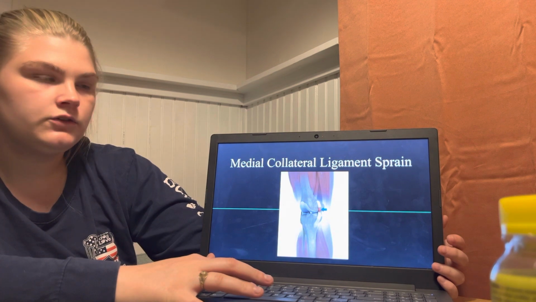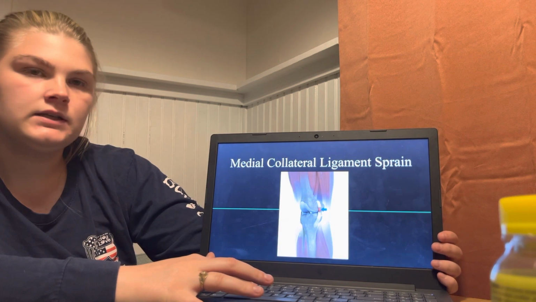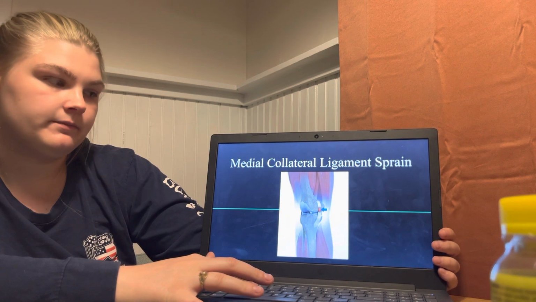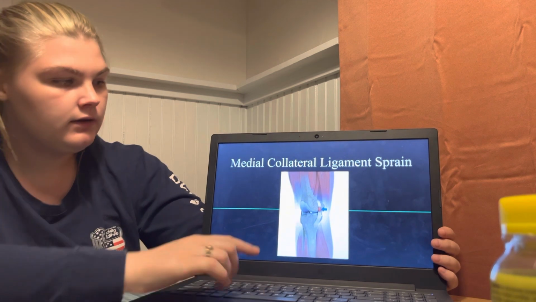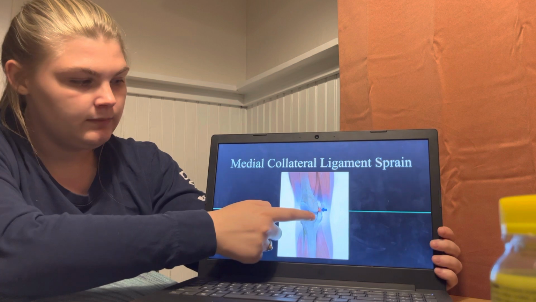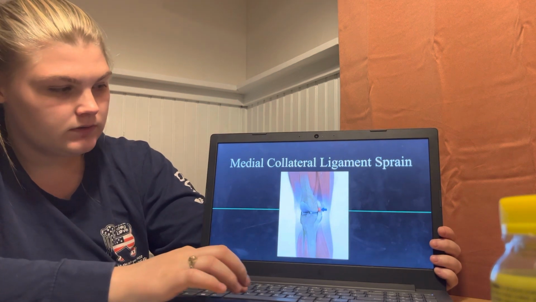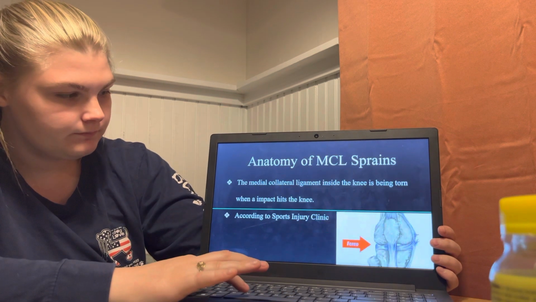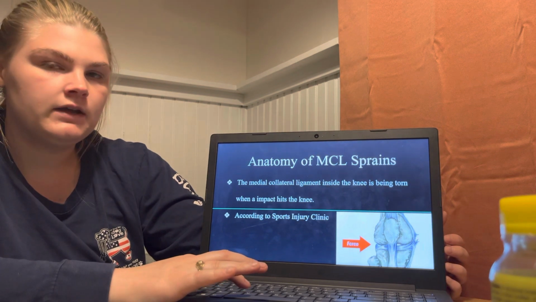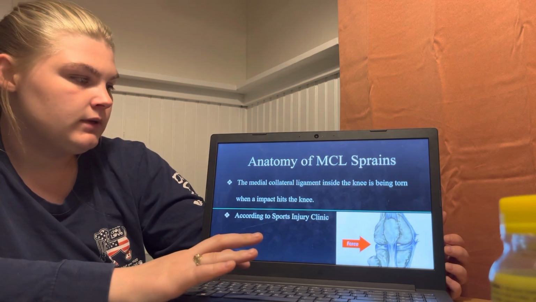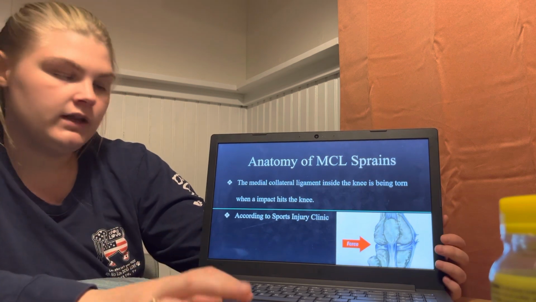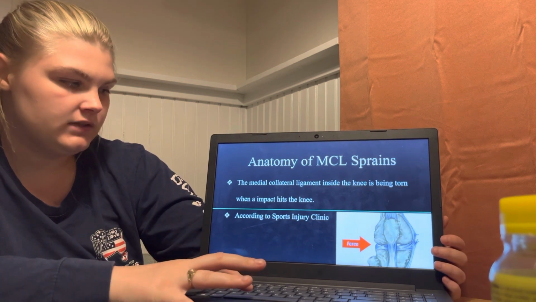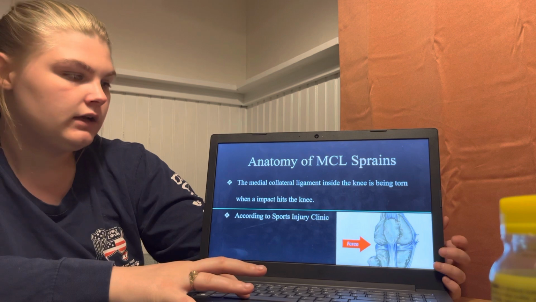And the last injury that I chose was an MCL sprain. This is a medial collateral ligament sprain. It is the ligament right there connecting the 2 bones together. The anatomy of an MCL sprain is that the medial collateral ligament inside the knee is being torn when impact hits the knee. This is according to Sports Injury Clinic.